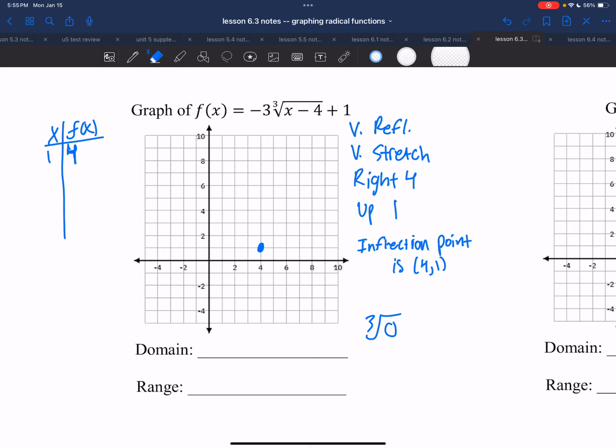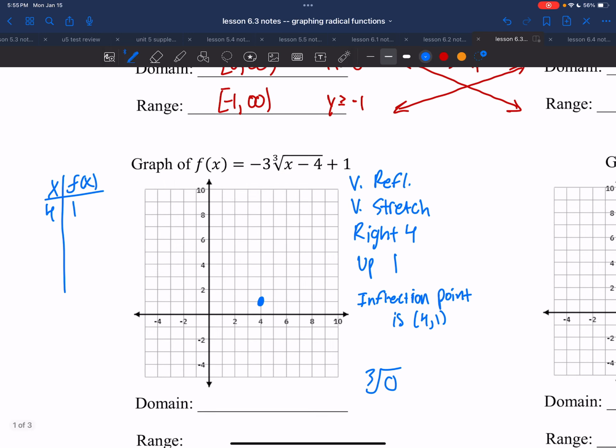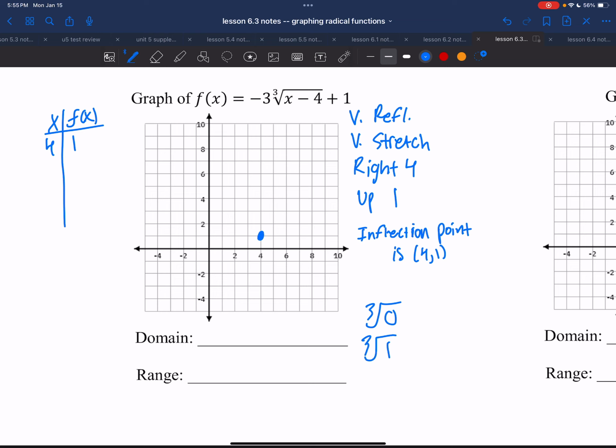Oh, why did I say 1, 4? It's 4, 1, silly. So you can take the cube root of 0, which happens when you plug in 4. 4 minus 4 gets you 0, so you take the cube root of 0. So that's how that inflection point comes about. But we could also take the cube root of 1, and the cube root of 8. Don't forget, you can do negatives as well, because a cube root function is defined for all real numbers. The cube root of negative 1 is negative 1. The cube root of negative 8 is negative 2. So these are still values you should be looking for and testing.